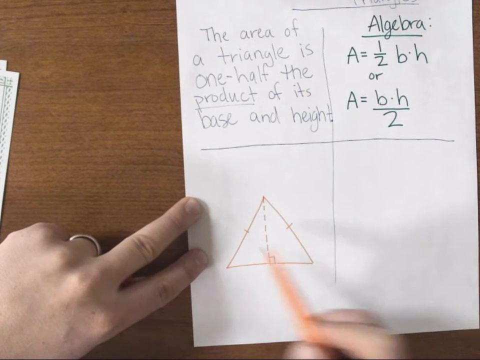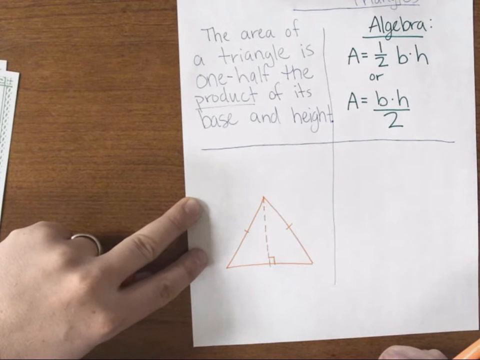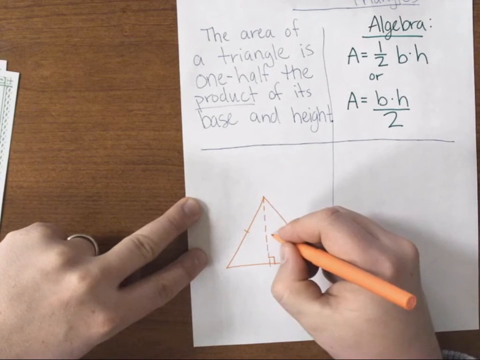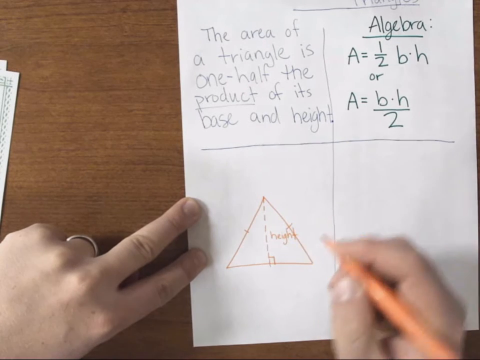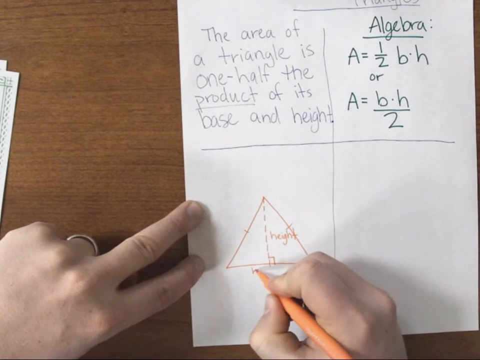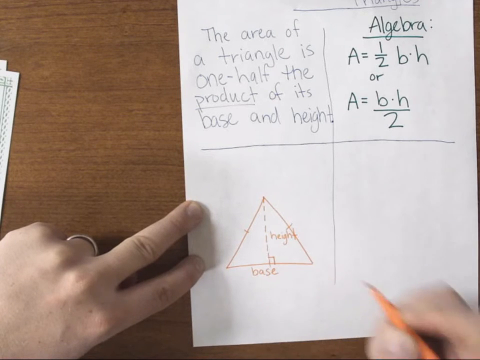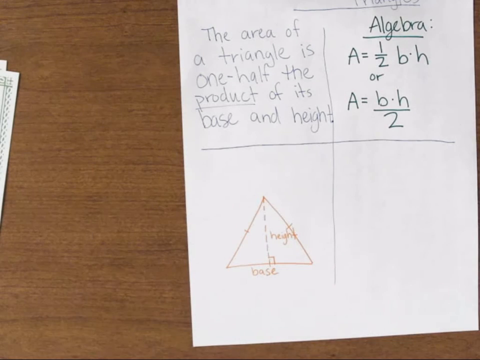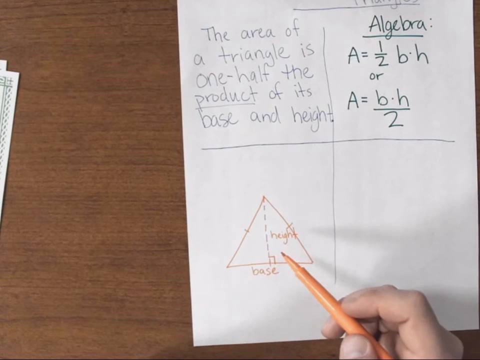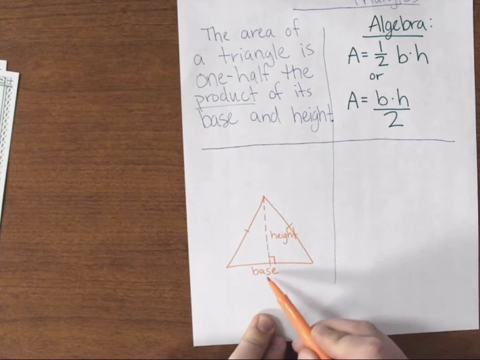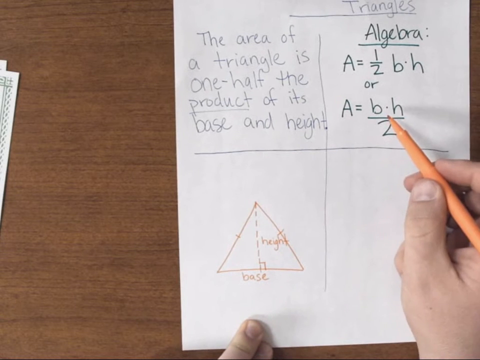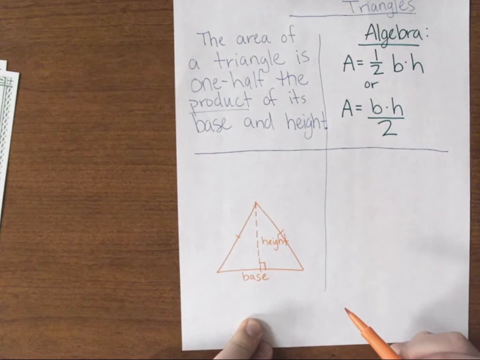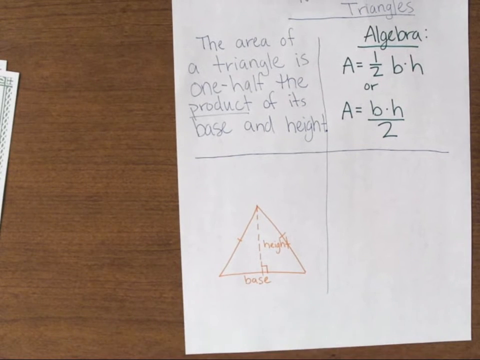Okay, now we've kind of broken our triangle into 2 different triangles. So this is going to be our height, and this is going to be our base. Okay, so if we were to find the area of this triangle, we would be multiplying our base times the height and then either dividing it by 2 or multiplying it by 1/2. Alright, so let's try one.